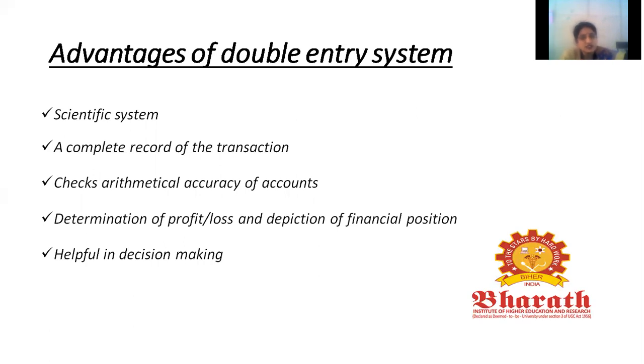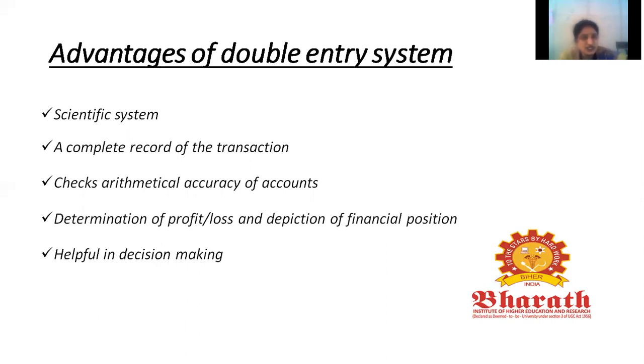And coming to the advantages of the double entry system, these are the following main advantages. The first one is a scientific system, which means that as compared to the other system, this system records transactions in a more scientific way and is useful to achieve the objective of accounting. And the next one is a complete record of transactions, which means since both aspects of a transaction are considered, there is a complete recording of each and every transaction. So by using these records, we are able to compute the profit and loss account very easily.